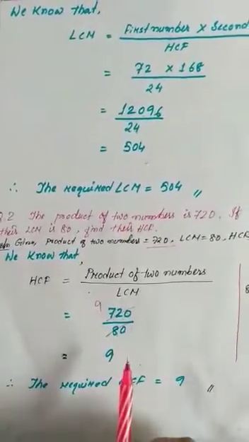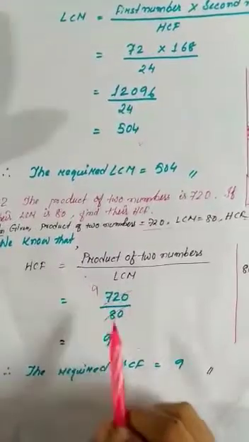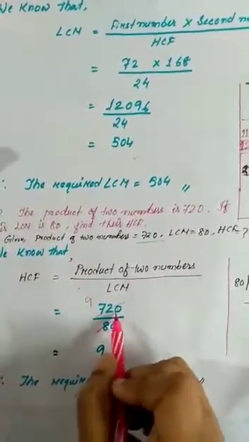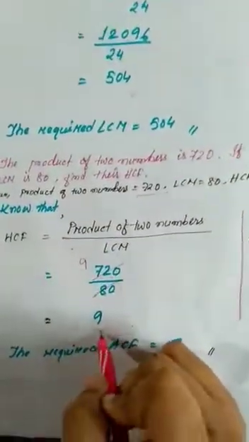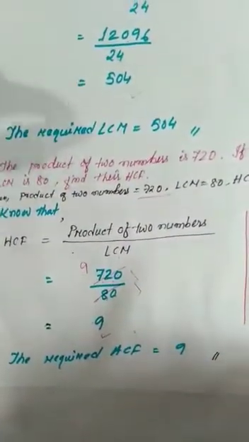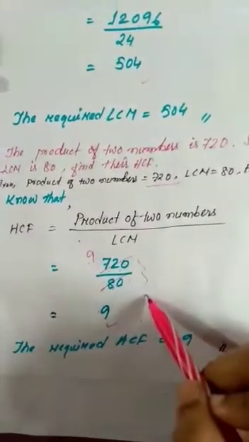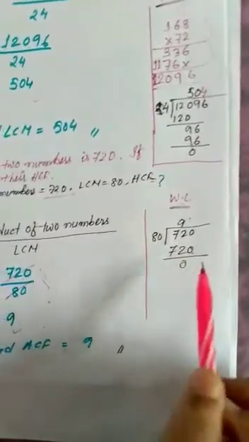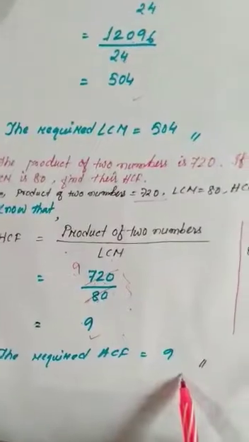Students, as you know, 8 nines are 72, as you have learned, so you can do it easily. As with 80, 8 nines are 72 and the 0 you can cancel, so it will be 9. And if you have a problem doing this work in your mind, I think you have learned in class 4 how to reduce numbers and fractions. And if you have a problem, then you can do the division this way. Okay children, now the required HCF will be 9. Alright, I think this is clear to you now.